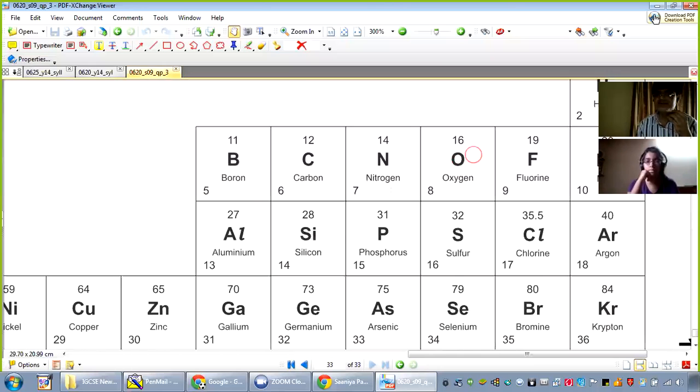This is oxygen. Now here, what is written at the bottom? It is the atomic number. Correct. What is written over here at the top is the atomic mass number. So that is going to be the sum of the number of protons and neutrons, and this is going to be only the number of protons and, of course, the number of electrons in a neutral atom.